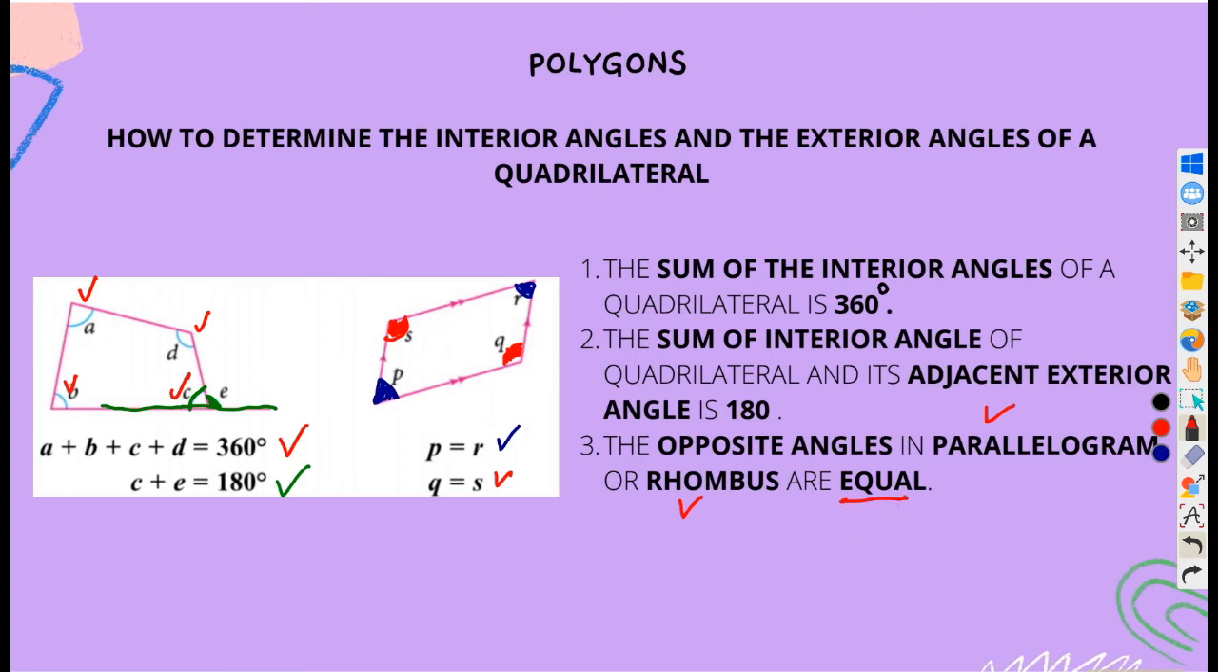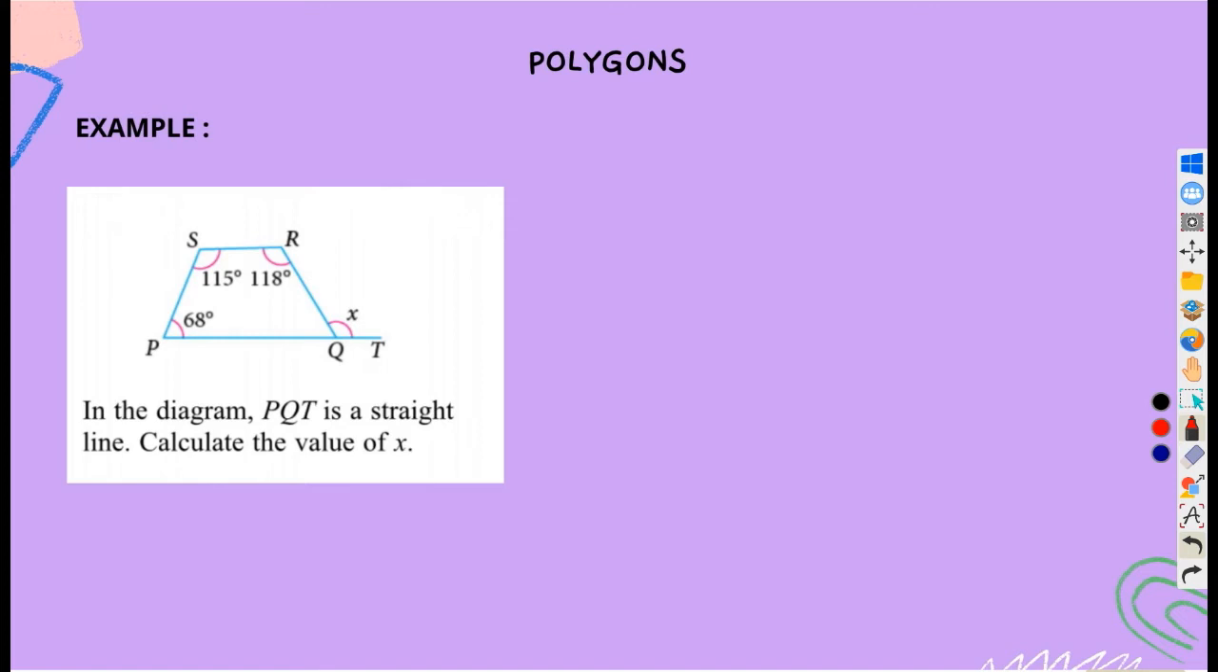Now we move on to the example. In the diagram, PQT is a straight line. Calculate the value of X. This is the second property, the adjacent exterior angle. X here is the adjacent exterior angle, so you need to find the interior angle at Q first. How do we find this angle? By using the first property.